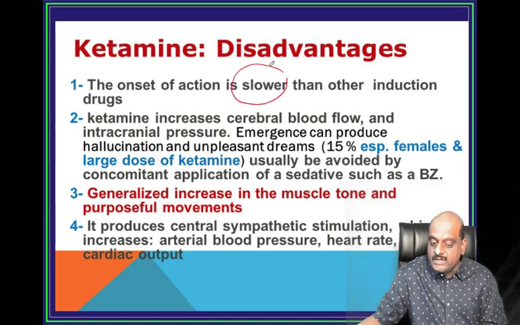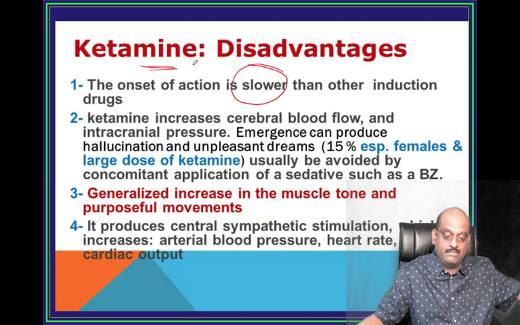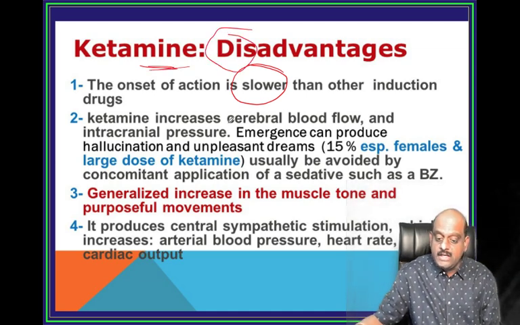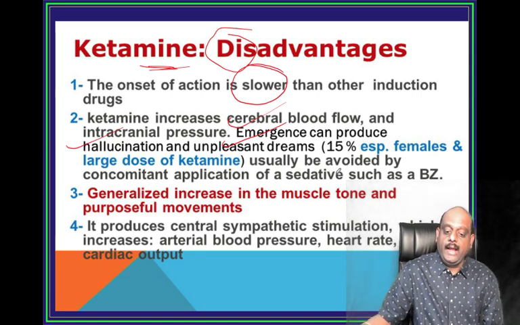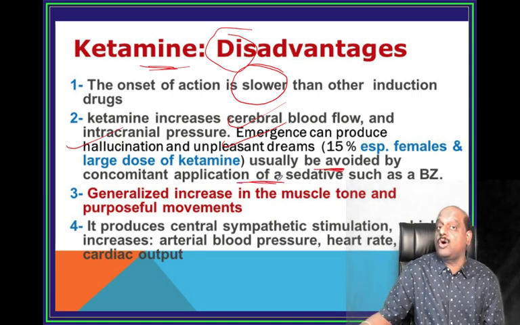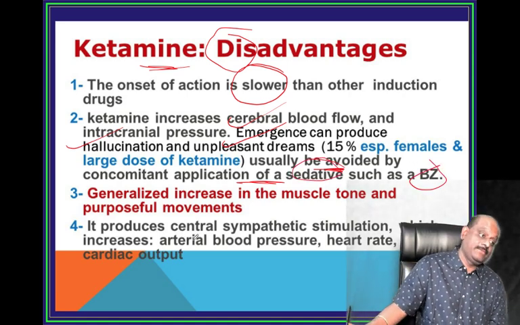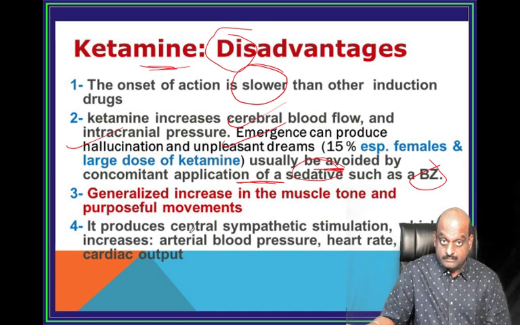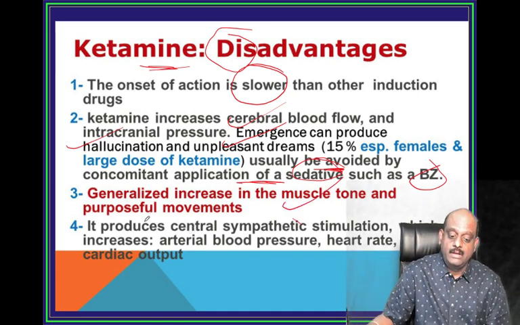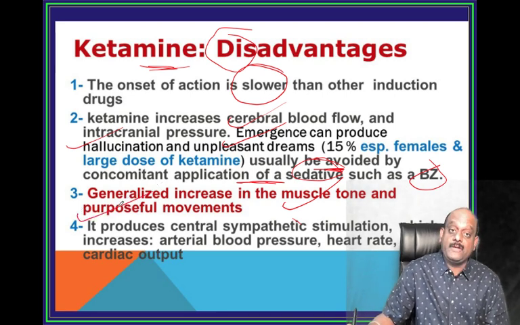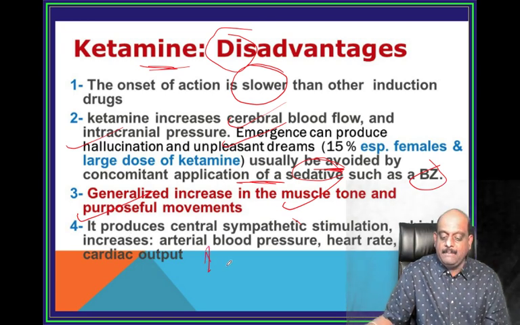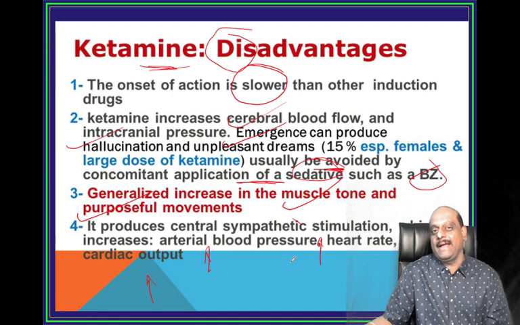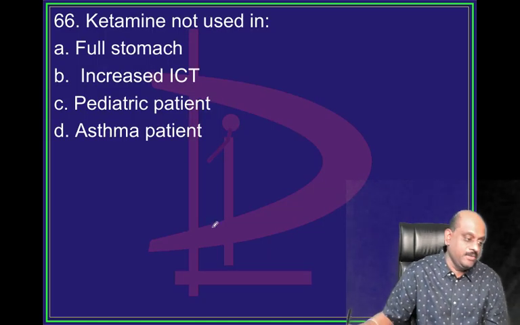So the onset of action is slower than the other induction drugs. There are some disadvantages also. It increases cerebral blood flow, it increases intracranial tension, it produces emergence delirium, especially in females. It should usually be avoided by concomitant application of a sedative like a benzodiazepine. It increases muscle tone and purposeful movements. It leads to central sympathetic stimulation. Therefore BP will increase, cardiac output will increase, heart rate will increase, everything will increase. That's what you need to remember.